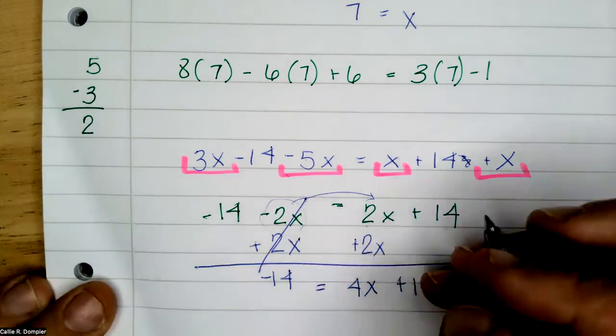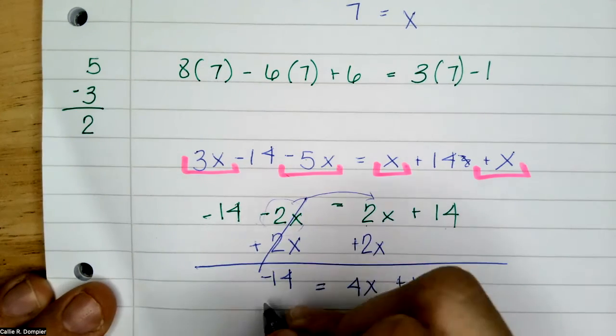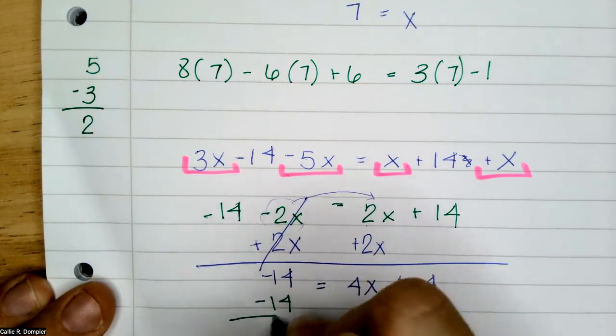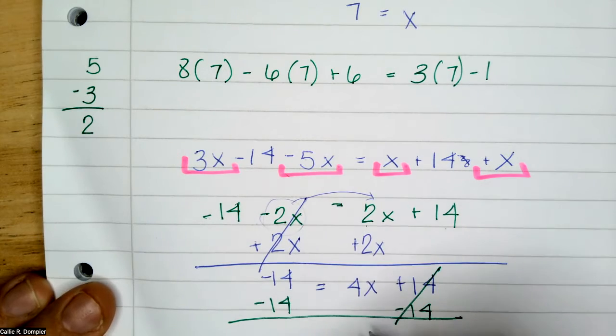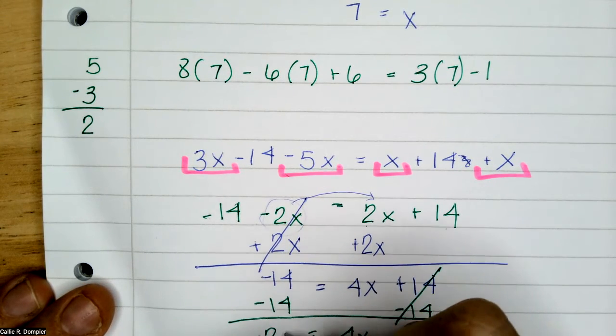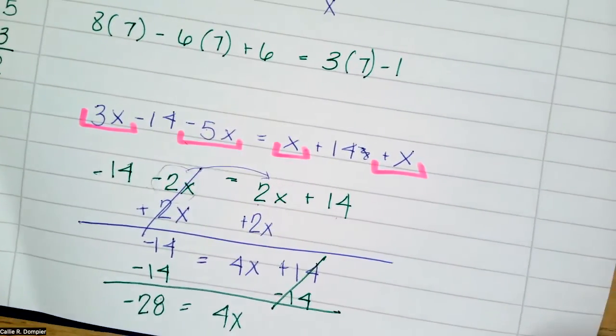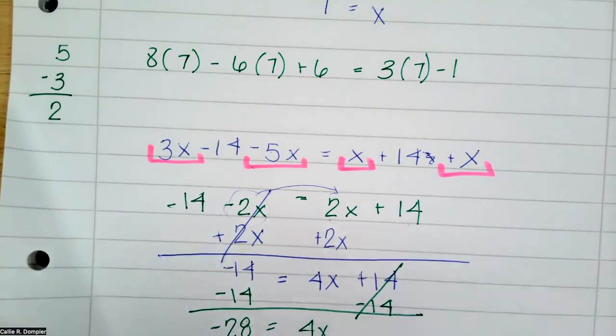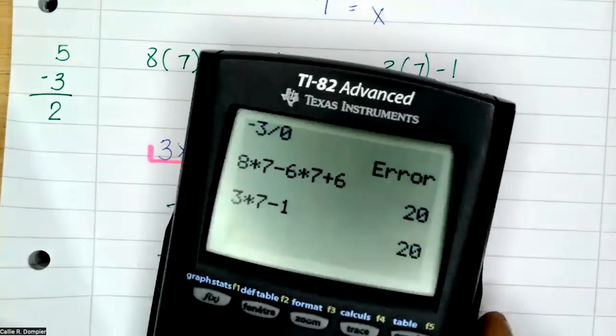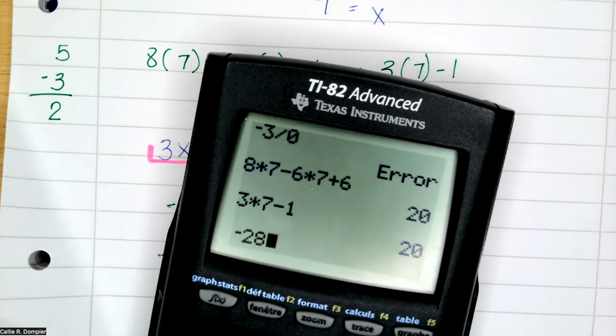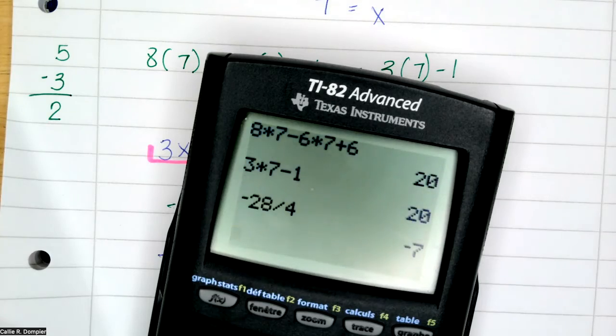Now I'm going to subtract that 14. Subtract that 14. Those do not disappear, right? These disappear. We have 4x on this side equals negative 28. Okay? My last step is just going to be divide negative 28 by 4. When we do that, negative 28 divided by 4 is negative 7.